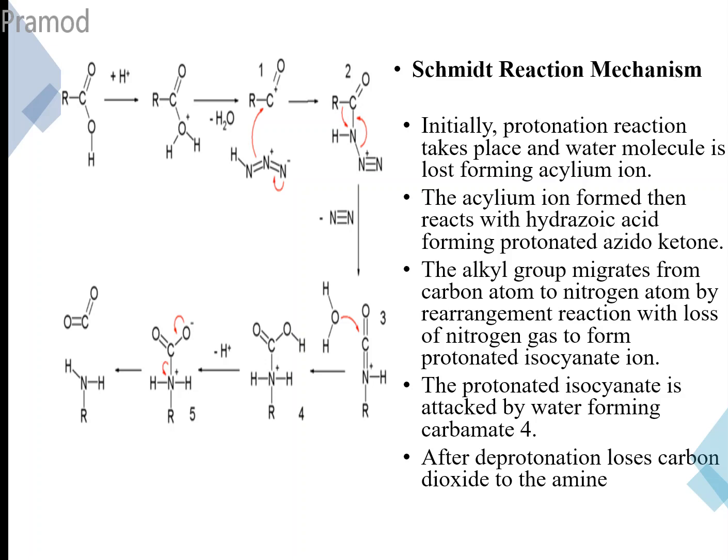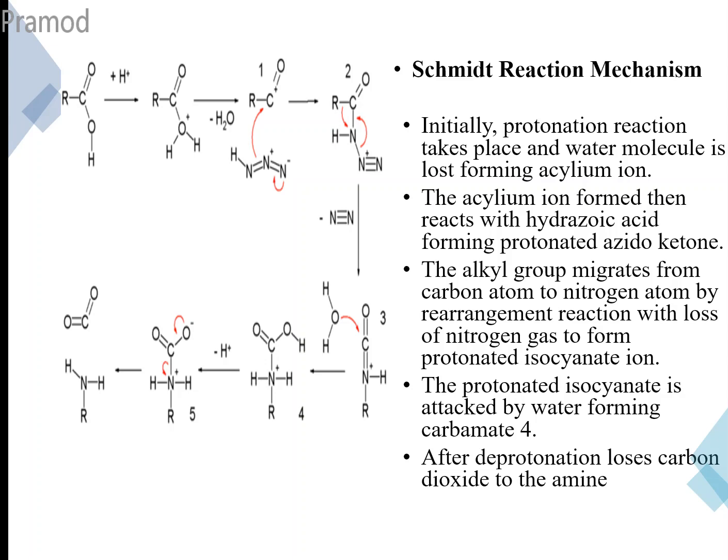Now this hydrazoic acid, if you see, it has 3 nitrogens. One of the nitrogens has a negative charge. The first nitrogen will give its electrons, and this will then attack the carbonyl carbon. So when this attacks, you get this particular intermediate number 2, that is the azido keto intermediate. Why is it called the azido group? Because it has a 3-nitrogen group with a ketonic group, a carbonyl group. That's why it is known as the azido keto group, N3C double bond.